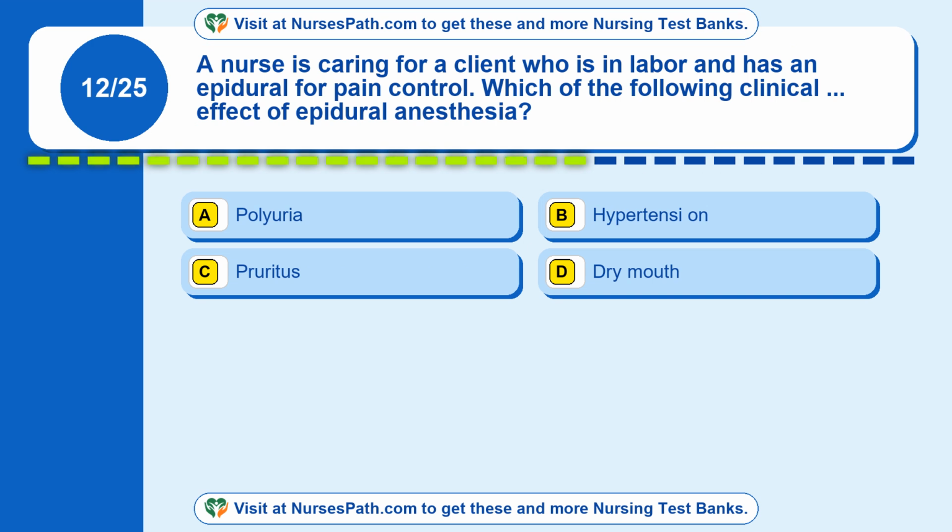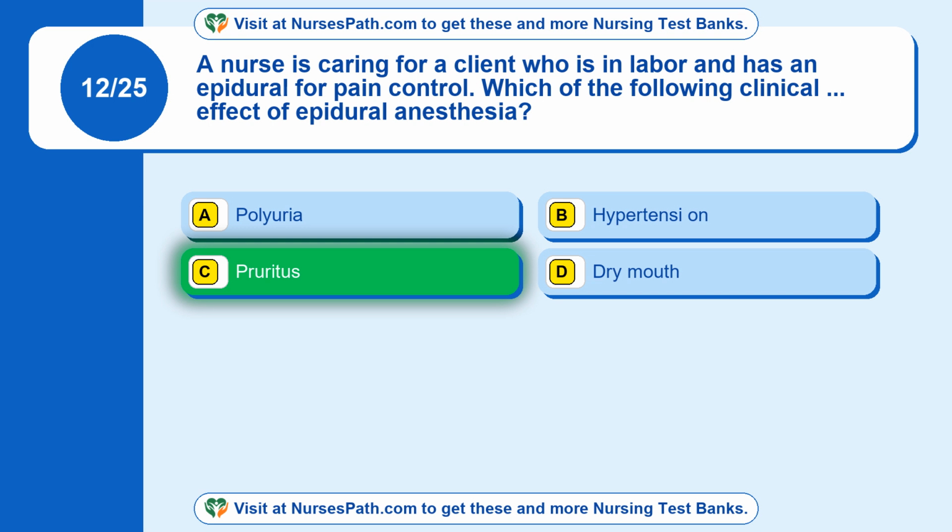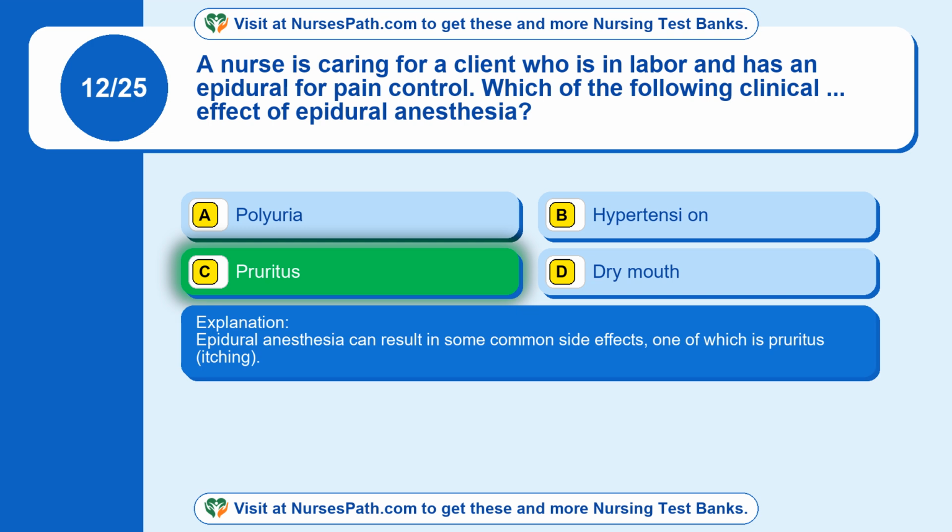Question 12. A nurse is caring for a client who is in labor and has an epidural for pain control. Which of the following clinical findings is an effect of epidural anesthesia? Option A, polyuria. Option B, hypertension. Option C, pruritus. Option D, dry mouth. The correct answer is option C, pruritus. Epidural anesthesia can result in some common side effects, one of which is pruritus, itching.